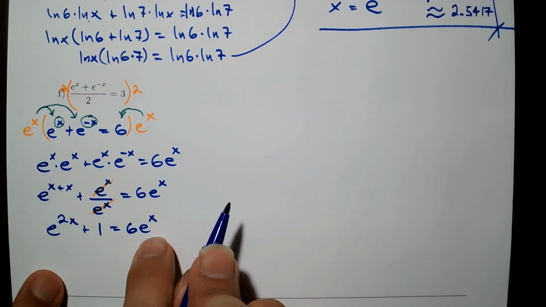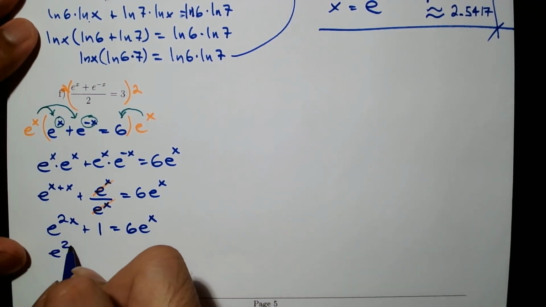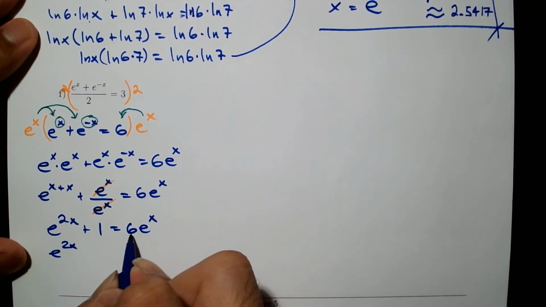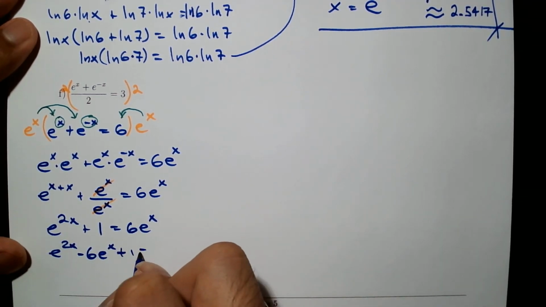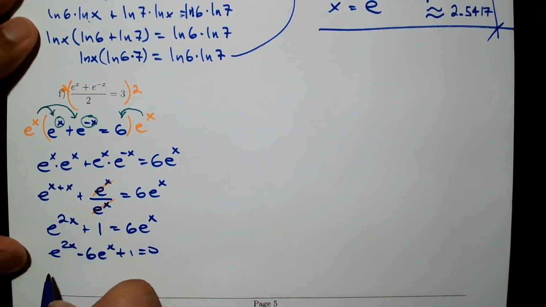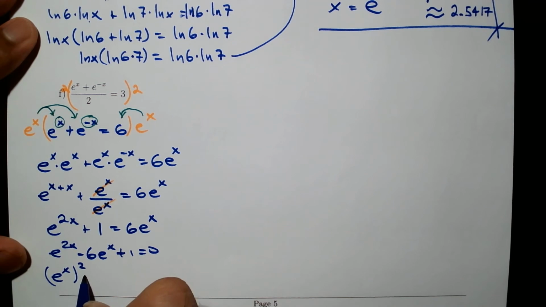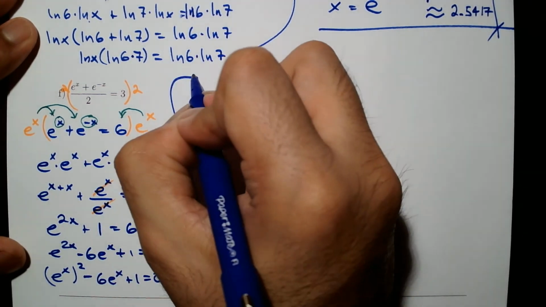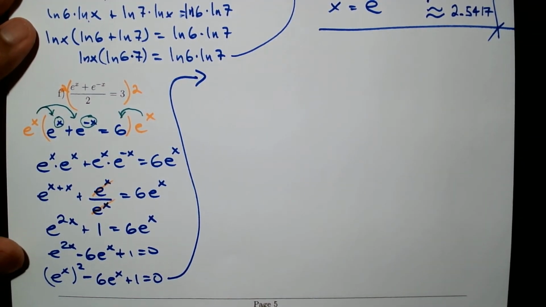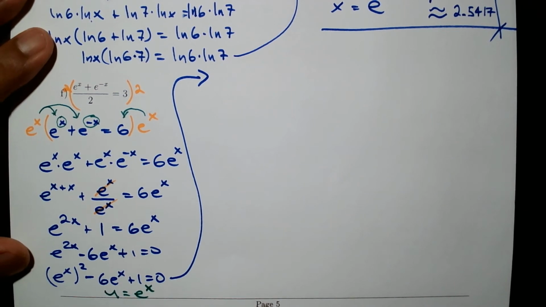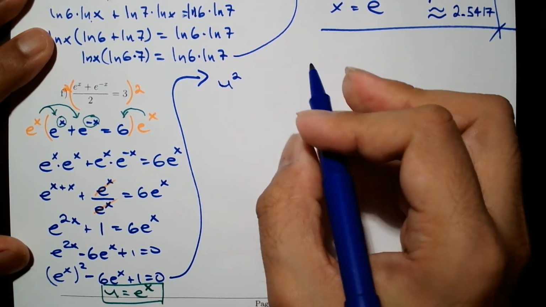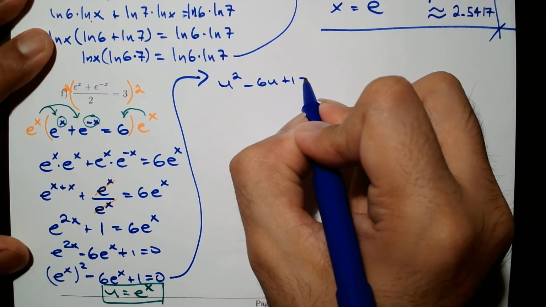All right, so I'm going to have all terms on one side of the equation, e to the 2x. I'm going to subtract this term. I'm going to do the silly trick we did earlier. So e to the x quantity squared minus 6e to the x plus 1 equals 0. In this case, I'm going to call for the u substitution to be e to the x. So that's going to be our u substitution. And I'm going to have u squared minus 6u plus 1 equals 0.